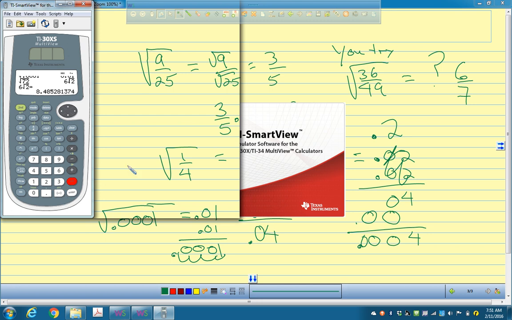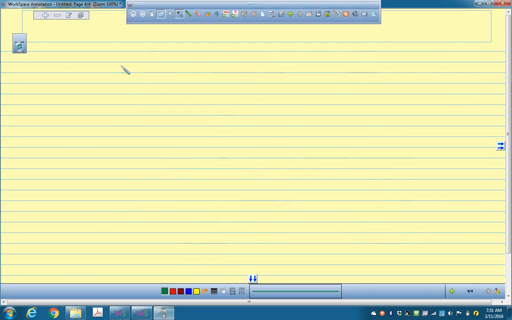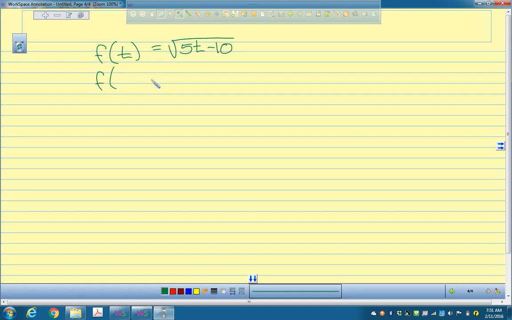Okay. So now we're going to talk about functions and square roots. So say I have a function f of t is equal to square root of 5t minus 10, and they want f of 3, okay? F of 3. What does that mean? A lot of you guys still don't know what it means when it says f of something. What does that mean, Claire?